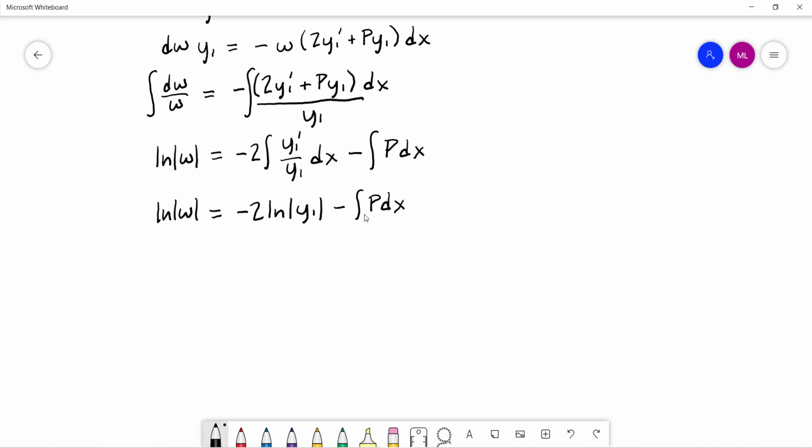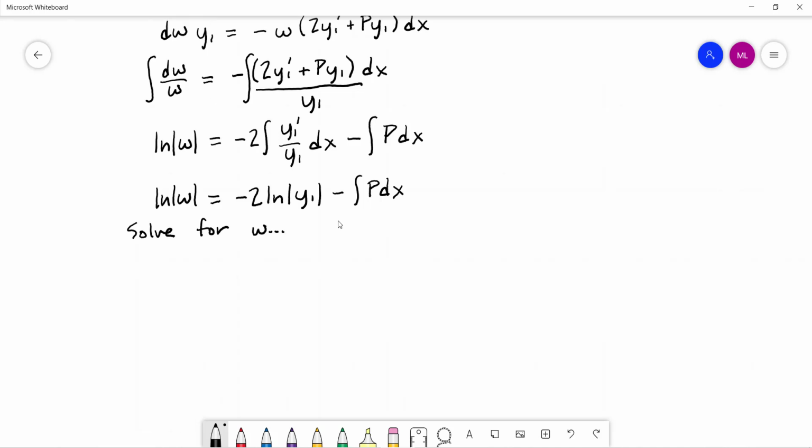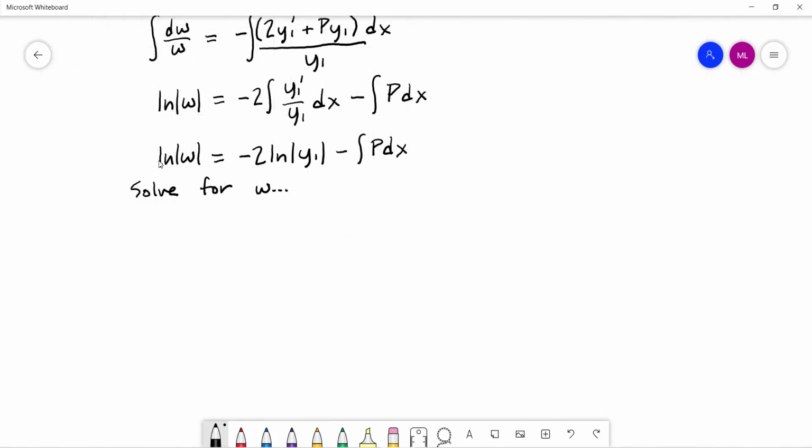So our goal is to solve for w. Again, once we have w, we can then try to solve for u. Once we have u, we can solve for y2. So we've got to go a couple steps up. So let's solve for w. First thing I'm going to do is get rid of this natural log. So let's exponentiate both sides.